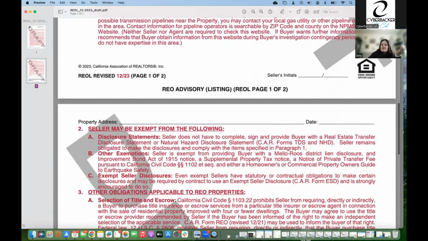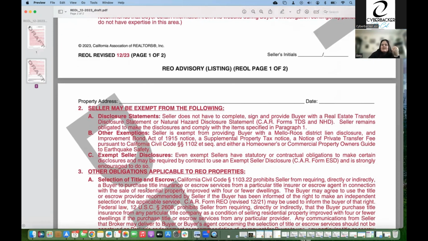Seller may be exempt from the following: the disclosure statement. The seller does not have to complete and provide buyer with a real estate transfer disclosure statement, natural hazard disclosure statement. Those would be the CAR forms. Seller remains obligated to make the disclosures and comply with the items specified in paragraph 1.